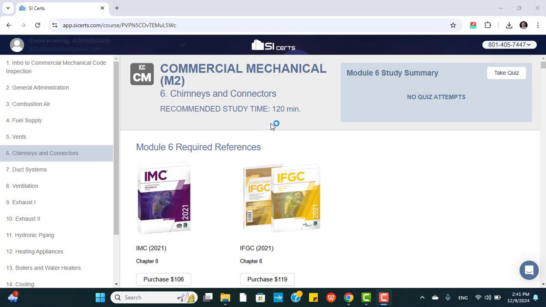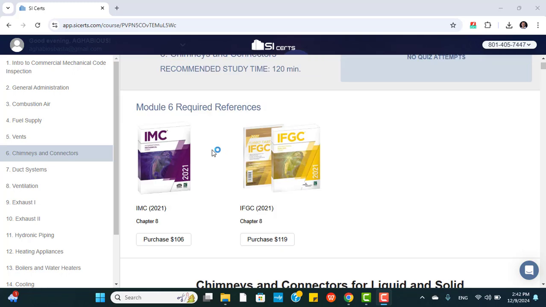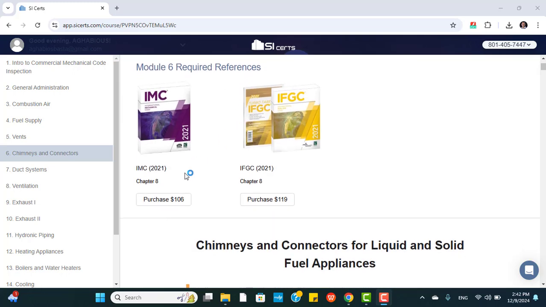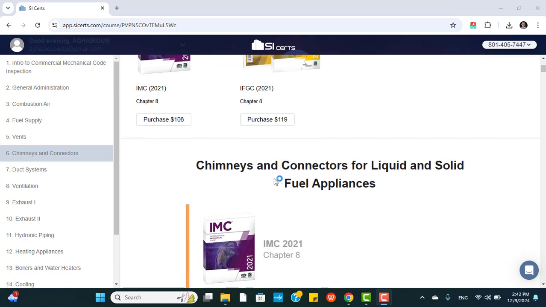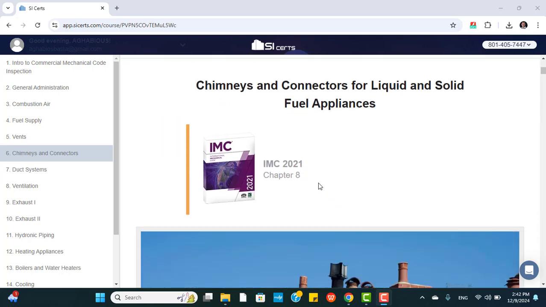120-minute module number 6. Required reference: International Mechanical Code 2021 Chapter 8 and the International Fuel Gas Code 2021 Chapter 8. Chimneys and connectors for liquid and solid fuel appliances. This is International Mechanical Code Chapter 8.